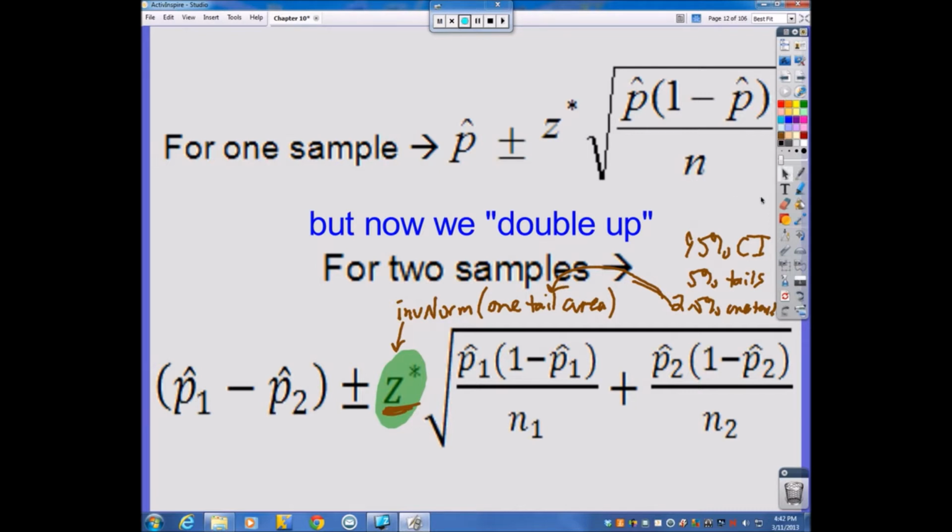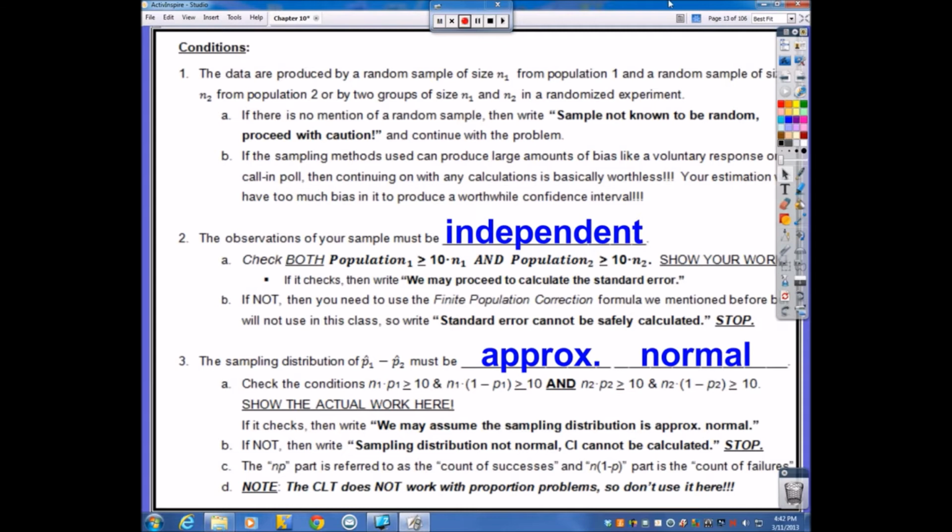Now, everything else is going to come from our problem, to get our p-hats and to get our n. Those are all going to come from our problems. Before we can actually do the calculations, we're still going to do the 3 C's for confidence intervals: conditions, calculations, and conclusion. The conditions are basically all the same as they were before, except now you have to do everything twice, one for each sample.